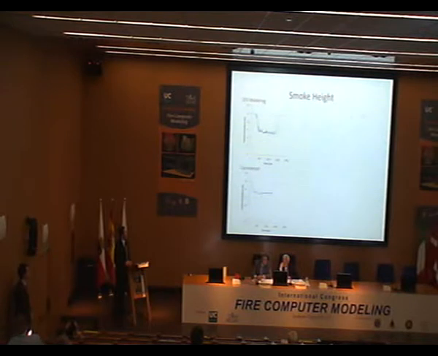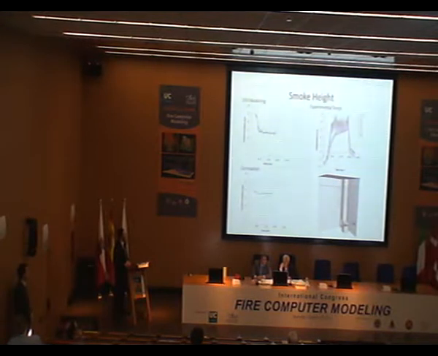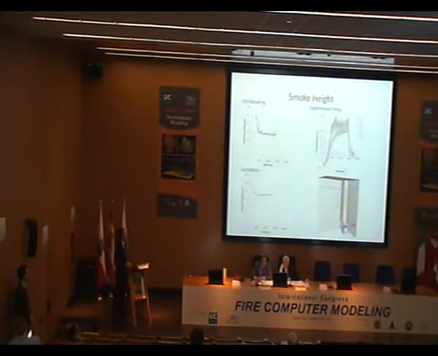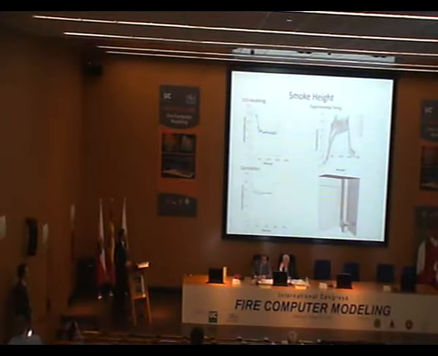If we take a look at the temperature profile, you can see there's lots of fluctuation in the fully developed fire phase, which means there was lots of turbulence in the smoke. But CFD modeling was pretty good at estimating the turbulence.